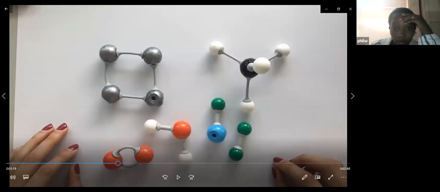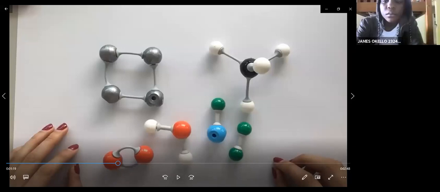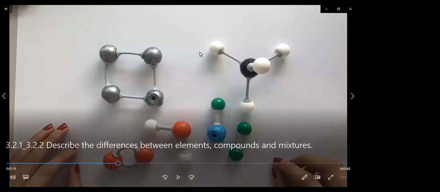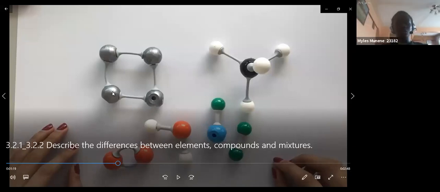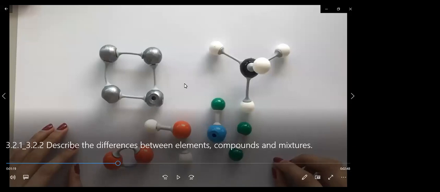You can unmute. It is an element. Element. It's an element because it is made up of one type of element.